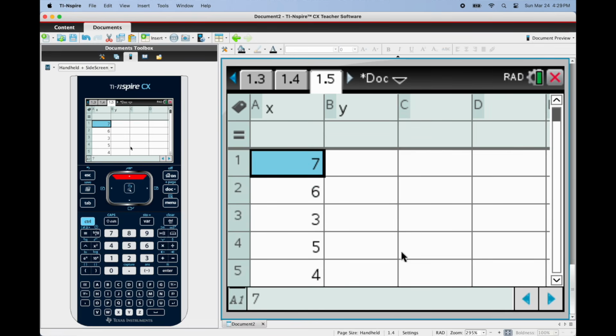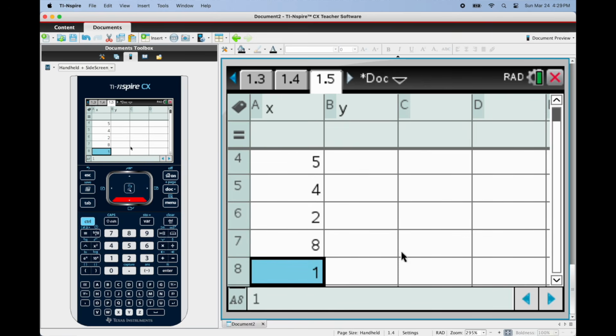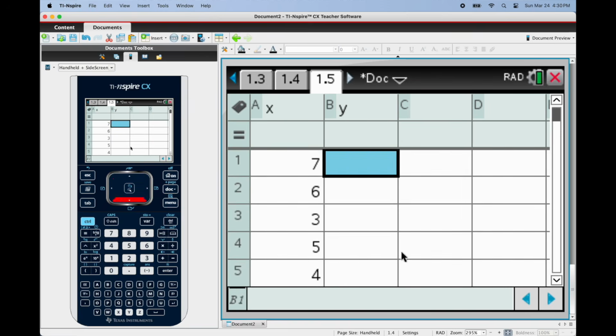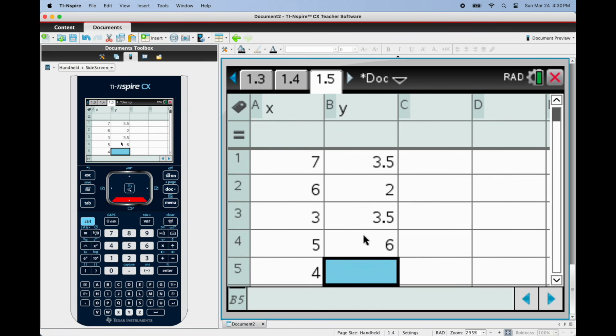So this is athlete A, they were the 7th, athlete B was the 6th, athlete C was the 3rd oldest, and so on and so on and so on. And so we put our rankings in, and then we match the coordinate pairs. So if athlete A was the 7th oldest, the 7 matches up with 3.5, 6 matches up with 2, 3 matches up with 3.5. This athlete D, for example, who was the 5th oldest, took the 6th longest, and so on and so on. 1 and 5.